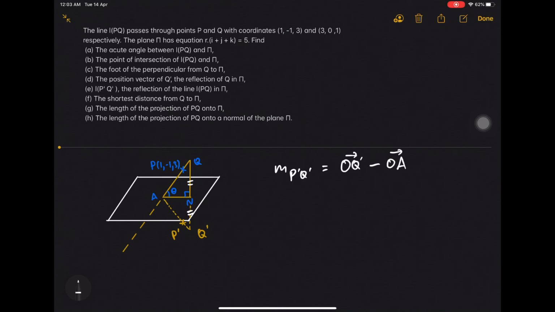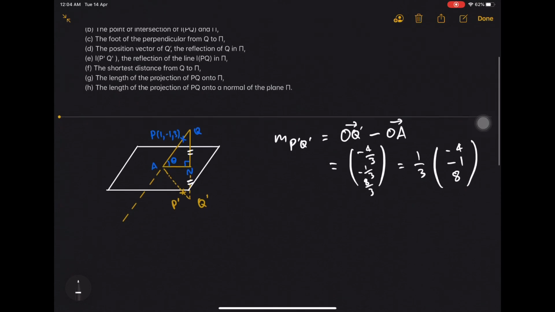And this will get me the direction vector of P prime Q prime. So you're going to just put it inside. You will have something like this: minus 4 over 3, minus 1 over 3, and 8 over 3. So I'm going to take out my 1 over 3 and simplify this. So I have minus 4, minus 1, and 8. So this is my direction vector of P prime Q prime.